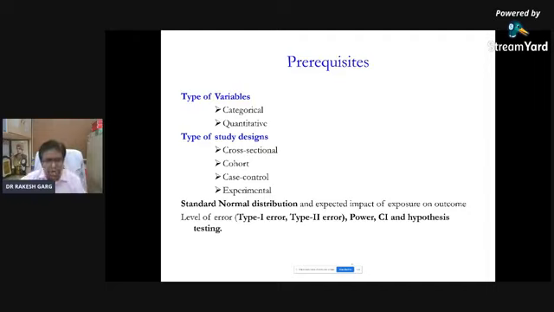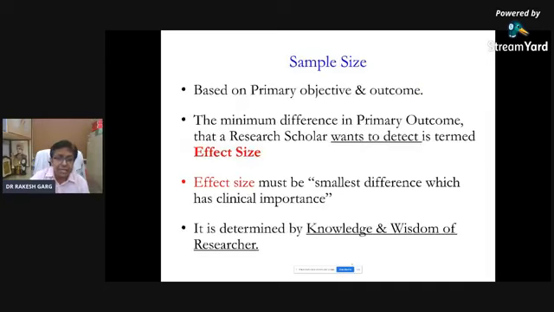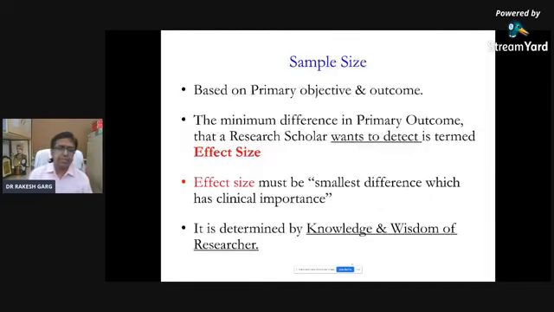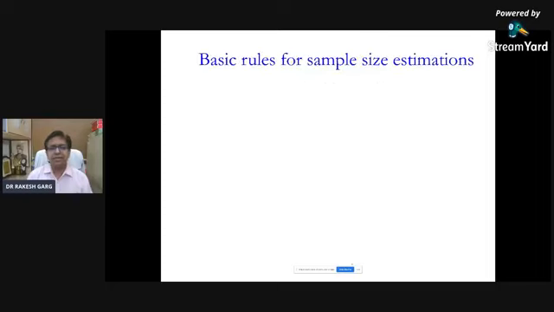So this is what is required for sample size calculation. You should be aware of what type of variables you are using. Variables, I mean the outcome variables. What type of study design you are using, and based on this, you can think of what should be the power, what should be the confidence interval, what should be the effect size. So these are the prerequisites that are required for sample size. And when you go to the statistician for calculating sample size, ensure that these things are available to you for proper sample size calculation, and then only you can get a good sample size.